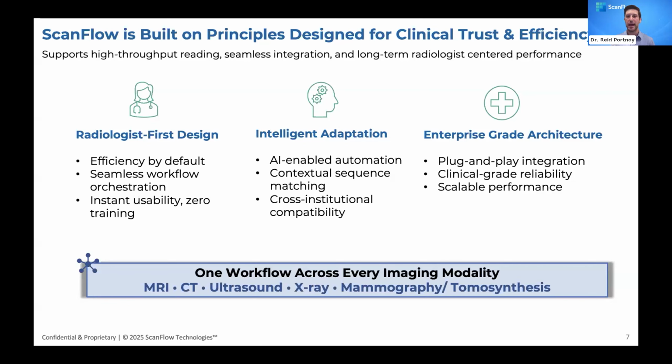We are one workflow across every imaging modality: MRI, CT, ultrasound, X-ray, breast imaging, such as mammo and tomo. We have cross-institutional compatibility. Again, this is so important, especially where we're at in healthcare right now. One radiologist usually now reads from numerous hospitals within one institution. And so one institution may have 15, 20, 30 MRI scanners, all with different inconsistent labeling of the same sequences. And that leads to consistent breakdown of hanging protocols.